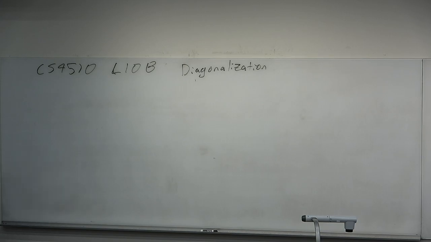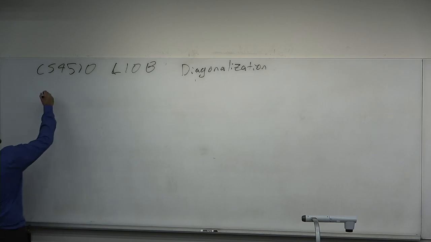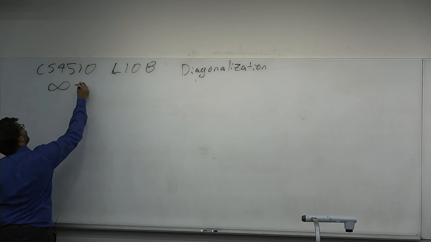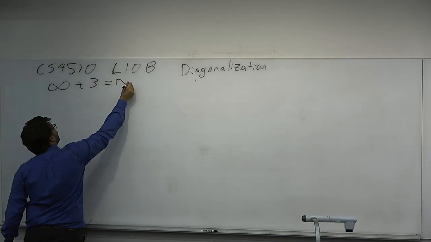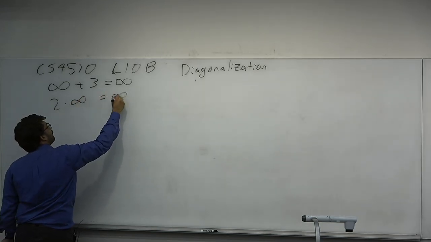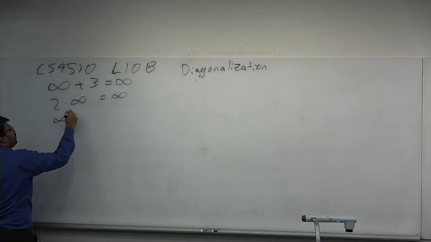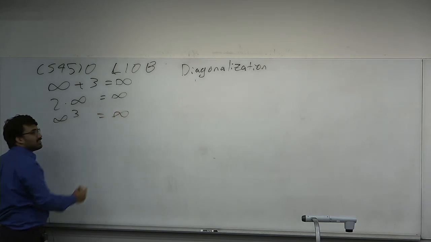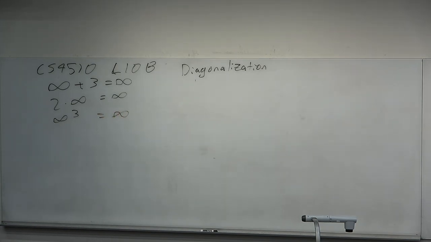So we begin with the things we did last time. We took the natural numbers, we played with them a little bit, we took Cartesian products, we took unions, and we added constantly many elements, and we were able to show that we still had a countably infinite number of elements. If you take infinity and add 3 to it, that's still infinity. If you take 2 times infinity, that's still infinity. If you take infinity and cube it, that's still infinity. We didn't really change anything.